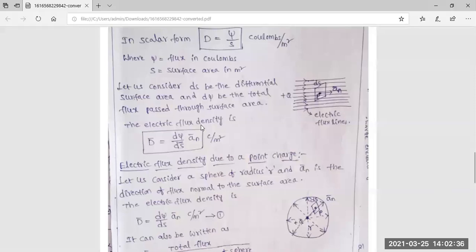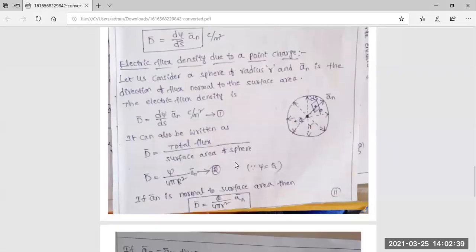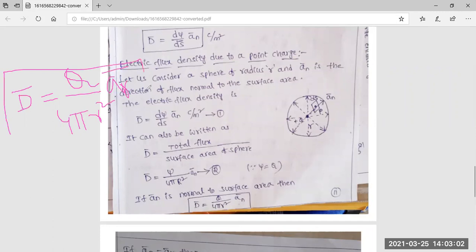Okay, and next one, electric flux density due to a point charge. Here we have to show that D bar is equal to q by 4 pi r square into ar bar. This is what we have to show, where D bar is the electric flux density, q is the electric charge, 4 pi is the constant, r square is from the radial distance or radius of the sphere, and ar bar is the unit vector in the radial direction.